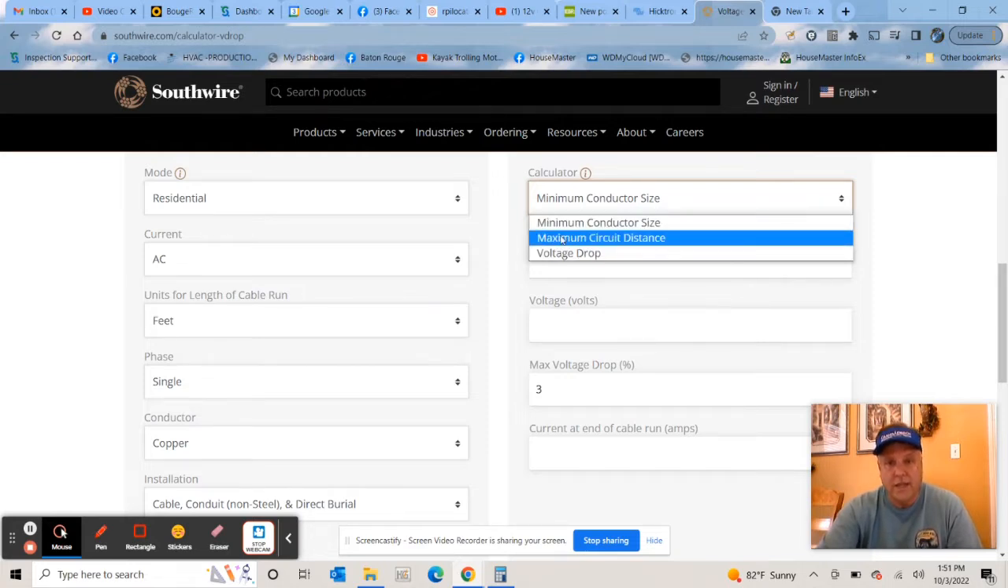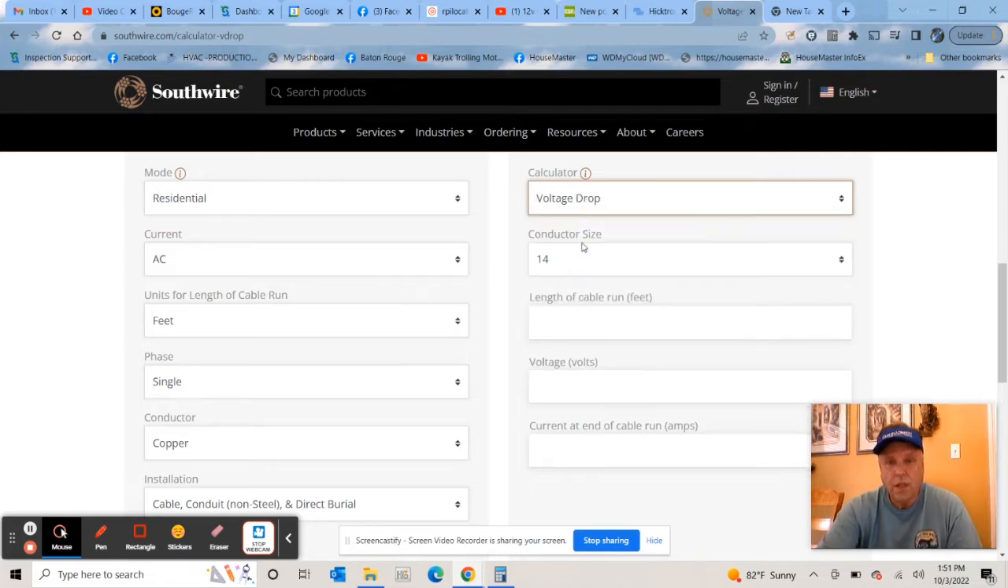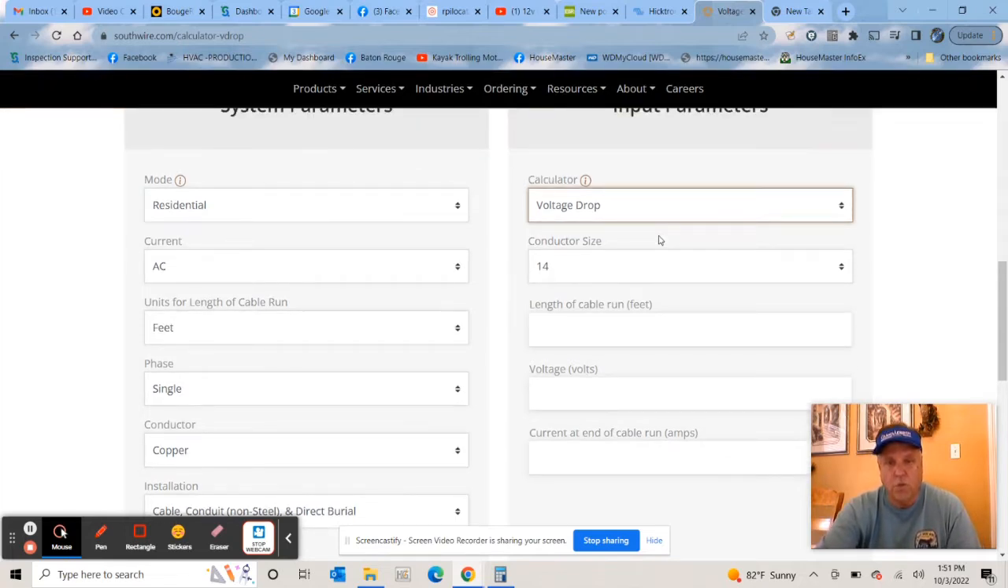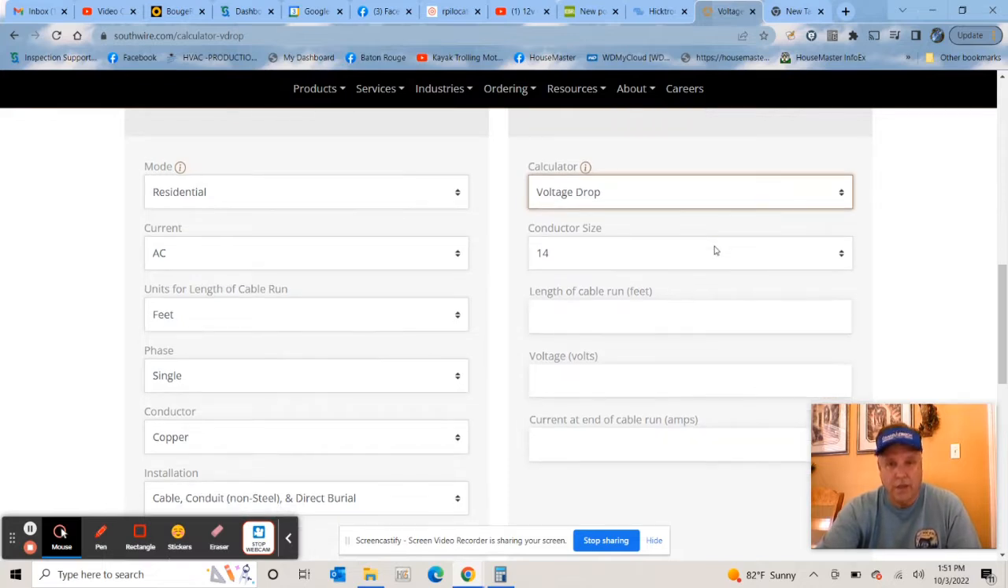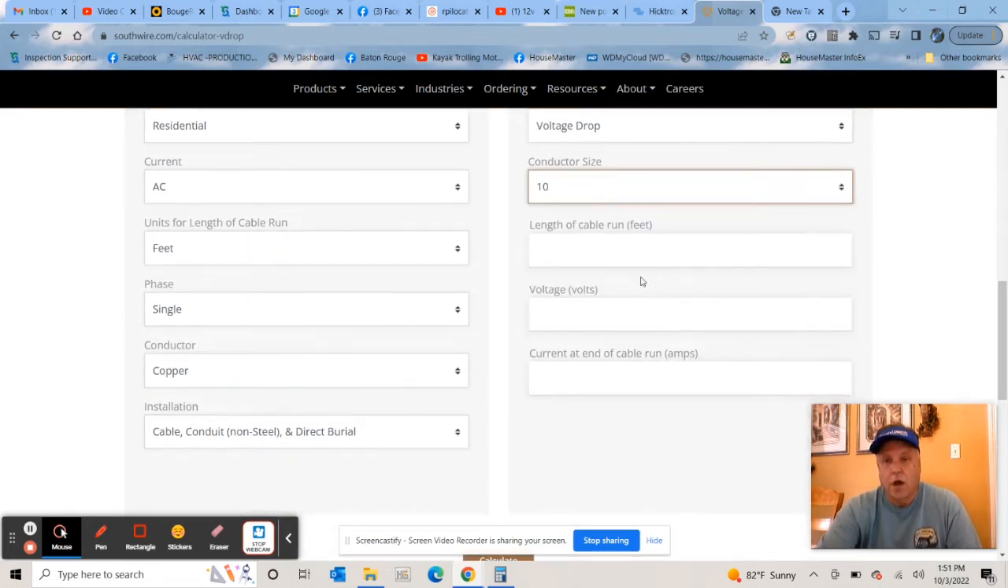But what we want to look at today, get this drop down, we want to look at voltage drop. Now, voltage drop across a length of wire, industry standard is 3% is okay. So what this is going to tell us is if what we want to do is going to be okay, is going to work. So again, our conductor size, I just said, was 10 gauge. So we'll switch this to 10 gauge. All right, length of cable run. So I've got a 50-foot extension in that other video again. So we're going to use that to start with.